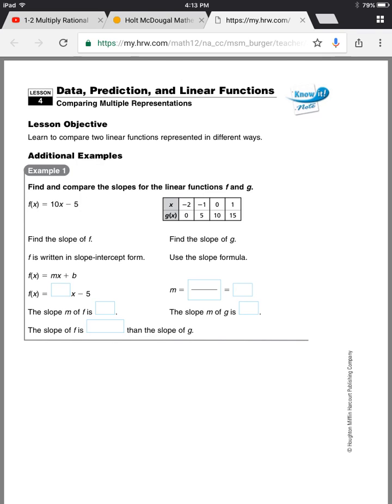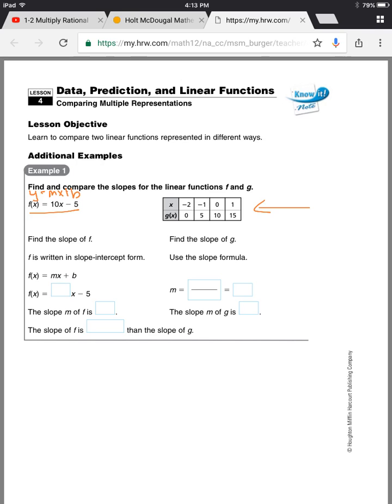Okay, so we're learning to compare two linear functions represented in different ways. So we're going to find and compare the slopes for the linear functions f and g. This is f, this is g, because they're represented in different ways. One we have an equation, one we have a table of data. So f is already written in slope-intercept form. We can write y equals mx plus b above it, or f of x equals mx plus b, because that's what we're supposed to be looking at.